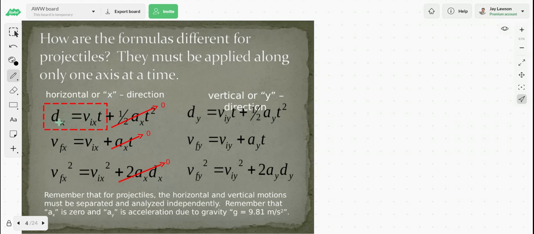Okay. So I'm moving along. All right. So it says, how are these formulas different for projectiles? It says they must be applied along only one axis at a time. All right. We said that already. When dealing with projectiles, we have to apply them to one axis at a time. So in the horizontal or x direction, because a is 0, we can simplify these kinematic formulas. We can simplify them to just this.